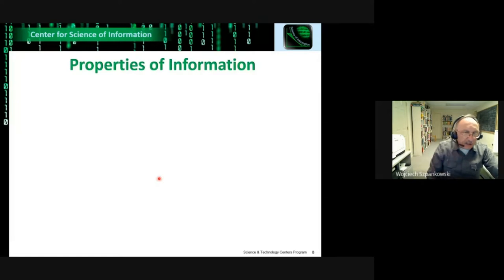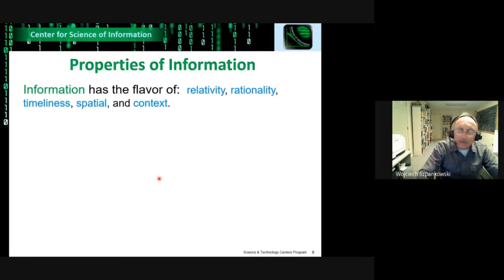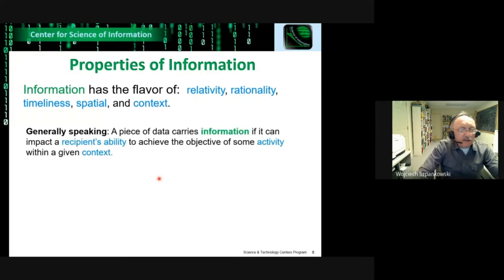So let's try to settle what information is. We know that we have to include relativity, rationality, time, spatial context. And if you want to go very philosophical, you can say that a piece of data carries information if it can impact a recipient's ability to achieve the objective of some activity within a given context. Very complicated definition. We're going to ignore it.